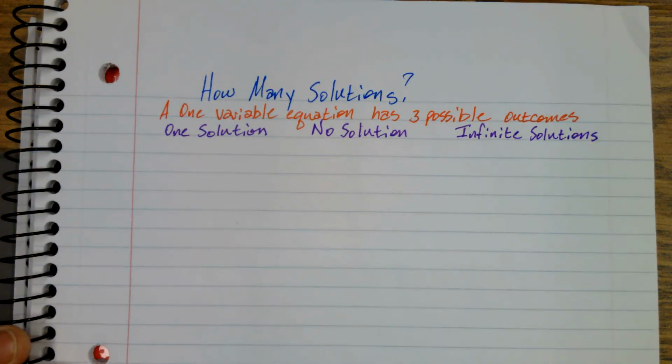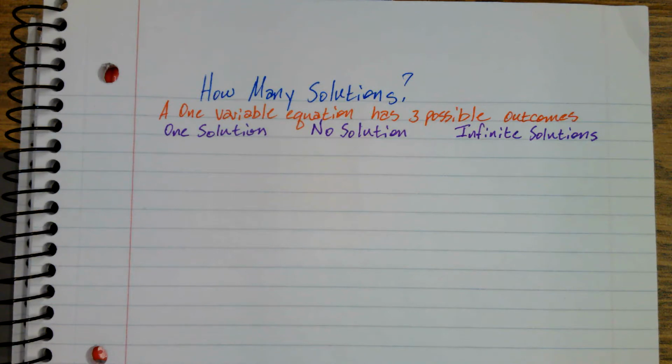Okay? So go ahead and write that down, if you would, please. Most often, these three possible outcomes come into play when we have variables on both sides of our equation. That's when we usually run into questions of, well, are we going to have one solution, no solution, or infinite solutions?